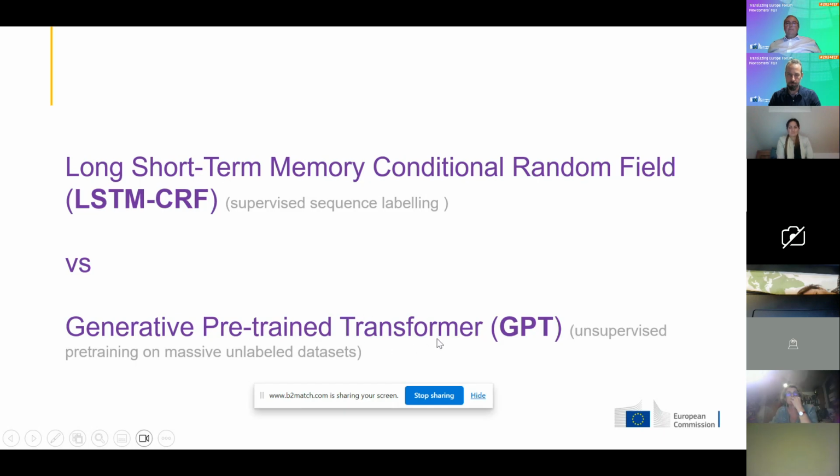And of course, they used massive unlabeled data sets, not prepared for the training. In our case, we used data which we prepared, where we labeled the words we consider to be terms. So it was very specialized data which suited our goals.